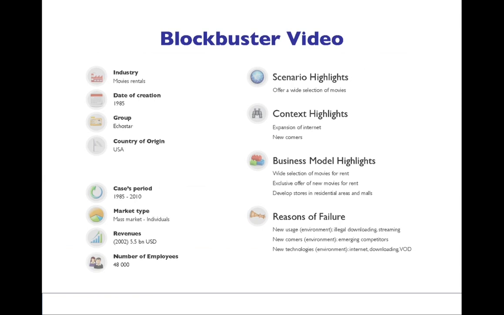Blockbuster, we've already really spoken about Blockbuster, but their reasons for failure were that you see there illegal downloads and streaming. So not just the legal streaming through things like Netflix, but people were illegally downloading or illegally copying videos onto their PCs. Emerging competitors, Netflix, Amazon, etc., and new technologies. So the internet, the high-speed broadband, etc., where these type of media forms could be streamed.